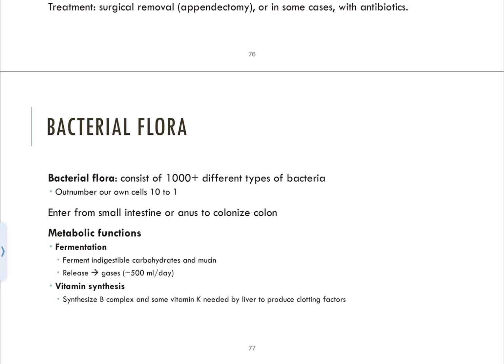So that brings us to the bacterial flora. Really important is the bacterial flora residing in our large intestines, which we also call the bacterial microbiota. It consists of over 1,000 different types of bacteria. Some of these bacteria can colonize the colon all the way through. And how do they get there? A lot of times it's through the anus. They can also enter from the small intestine, and they have a lot of very important functions.